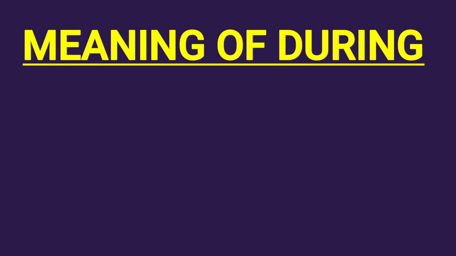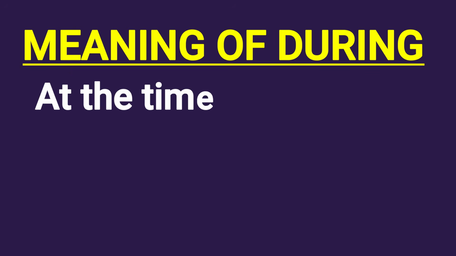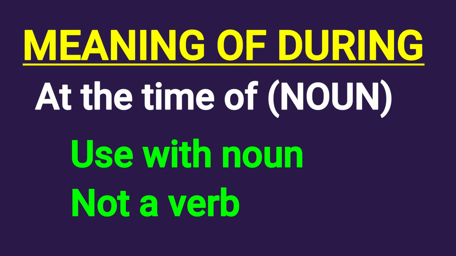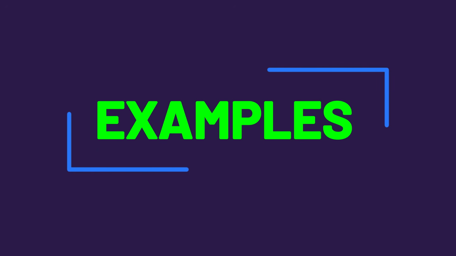So let's start with during. We use during to say that something happens at the same time as an event. So during is followed by a noun, not a verb. So let's understand by some examples.